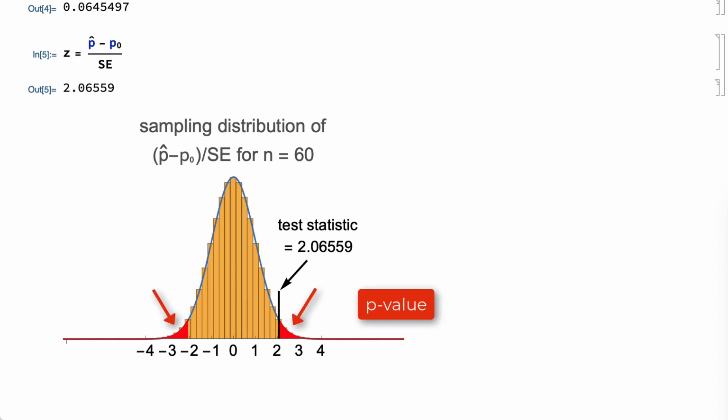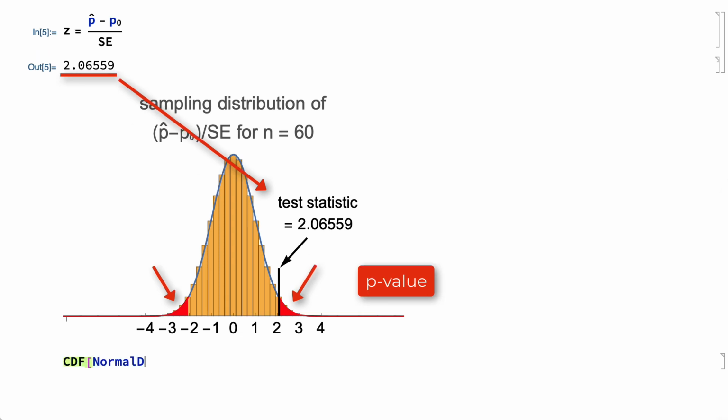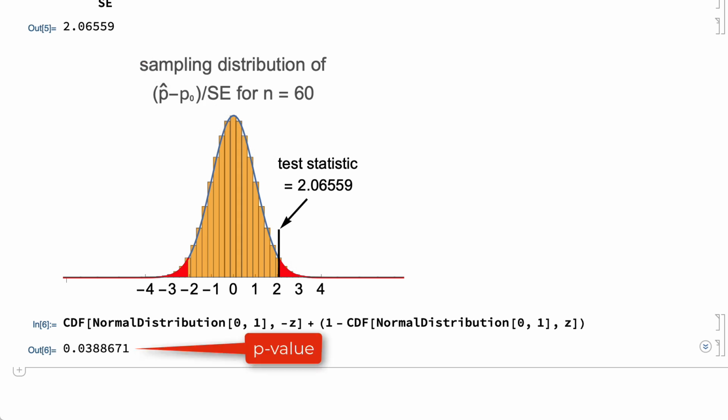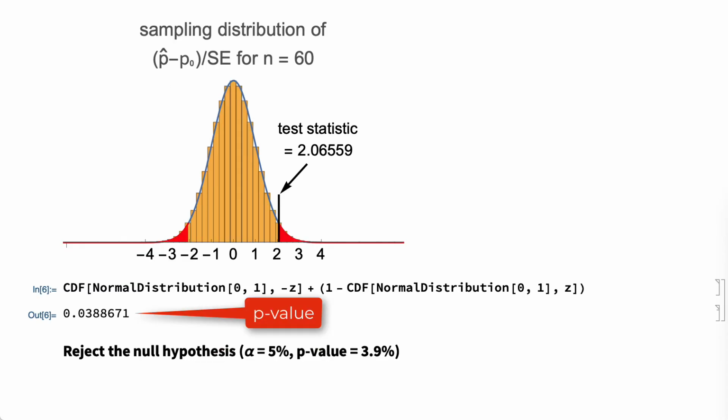The p-value is the probability in the tails of the distribution beyond the sample test statistic, which can be computed using the cumulative density function of the standard normal distribution. The p-value here is about 3.9%, so using a significance level of 5%, the interpretation of the p-value is to reject the null hypothesis, indicating a statistically significant success rate for the medication.